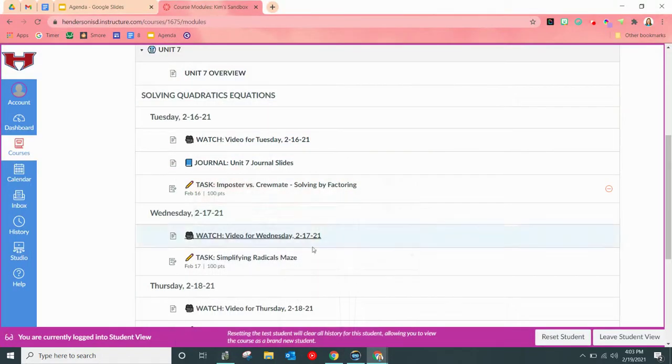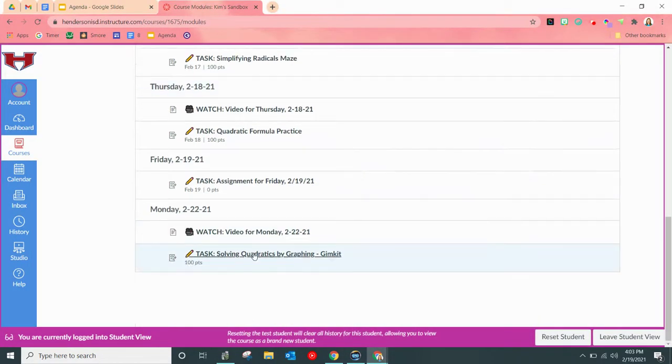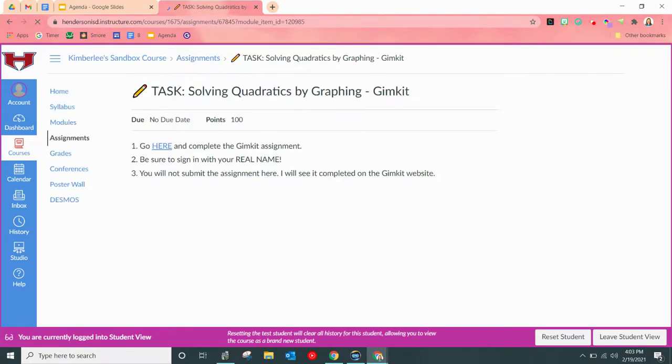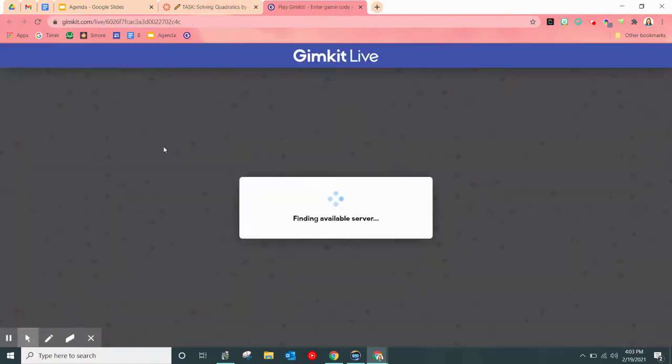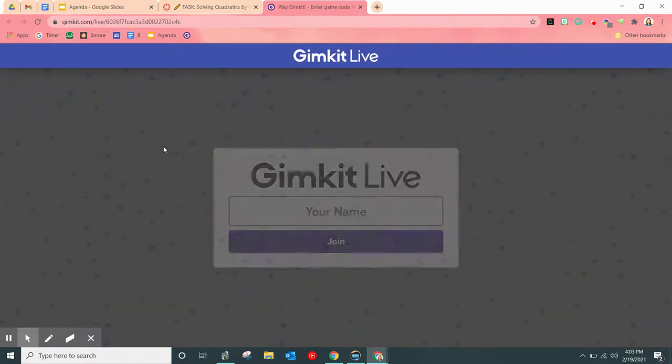Okay, so for today, I want you to go and do this Gimkit. If you feel comfortable working with these problems in the Gimkit, you are going to be just fine on the quiz test tomorrow. I'm calling it a quiz. It's going to feel more like a quiz. It actually is going to be a test grade though.